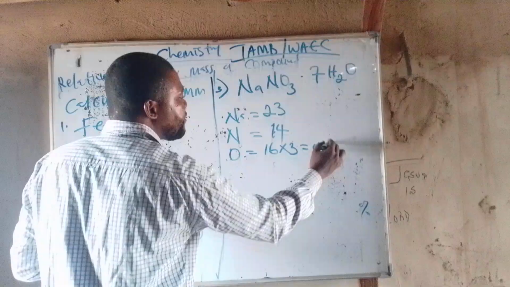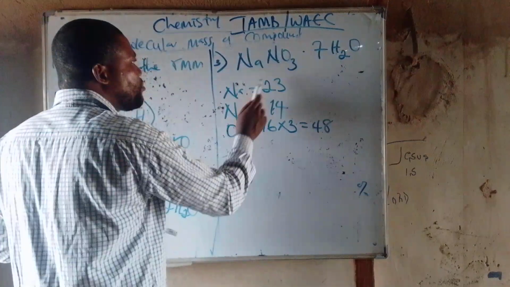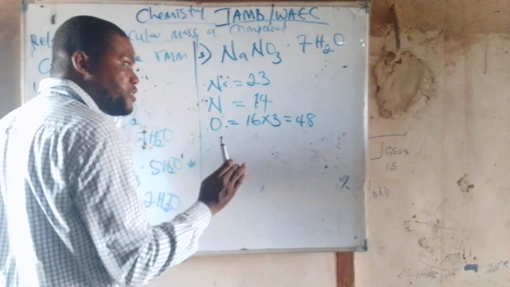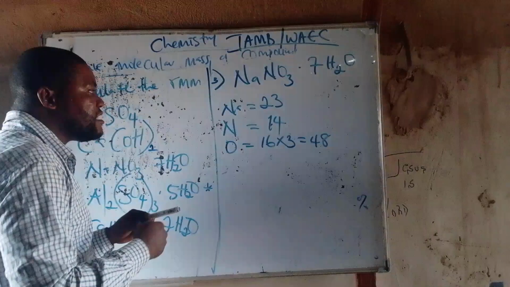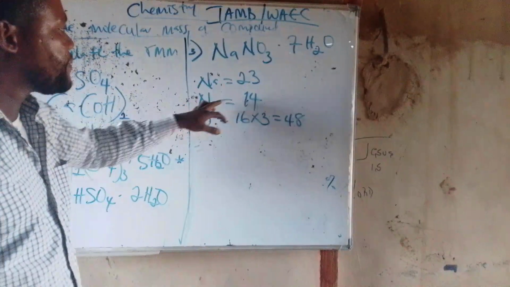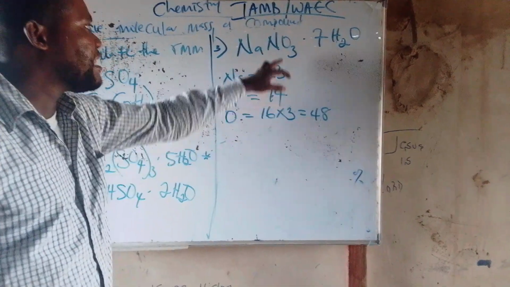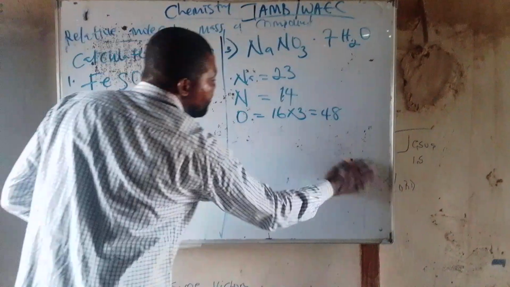So this one will give me 48. Na is 23, constant. That is, the mass of it is constant. In chemistry, Na is 23, N is 14, O is 16. Then let me compare to whatever I have here.